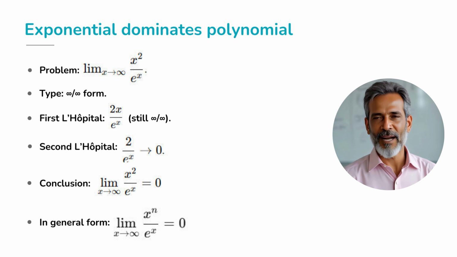Take limit as x tends to infinity of x squared over e power x. Both numerator and denominator blow up, so it is infinity by infinity. Apply L'Hopital once. Derivative of numerator is 2x, denominator stays e power x. Still infinity by infinity. Apply it again. Derivative of 2x is 2, denominator is still e power x. Now the fraction is 2 over e power x, which tends to 0 as x goes to infinity. So the final answer is 0.